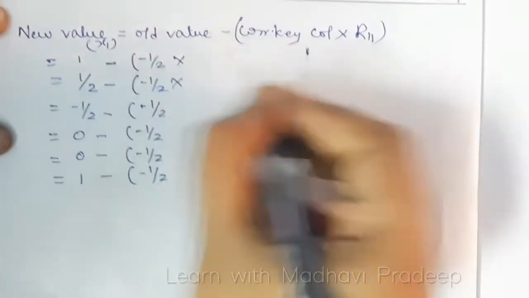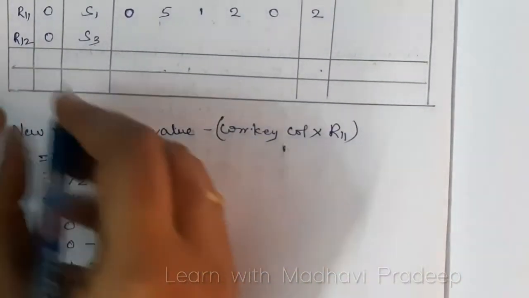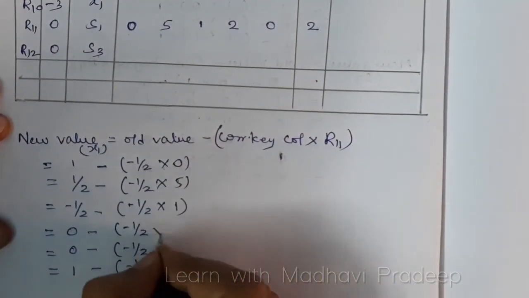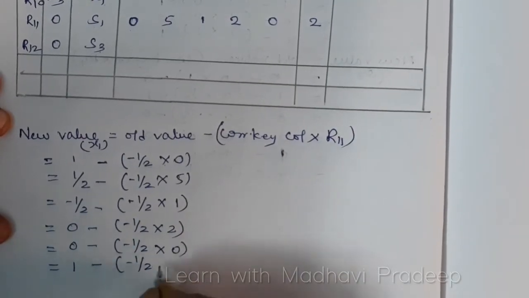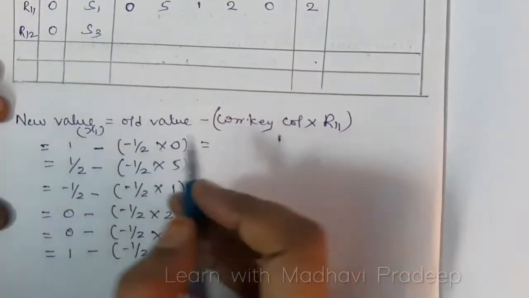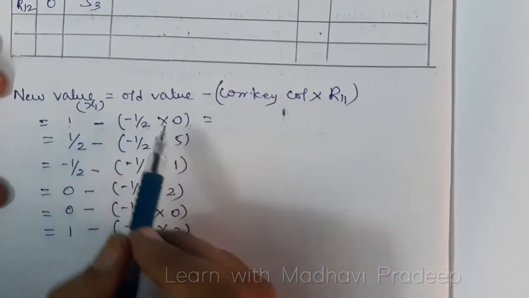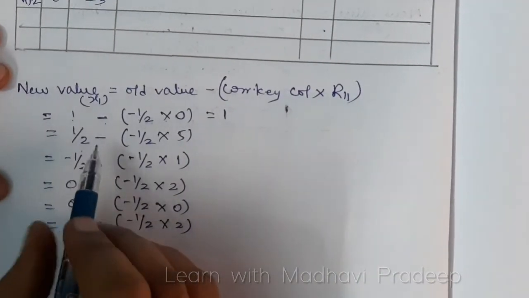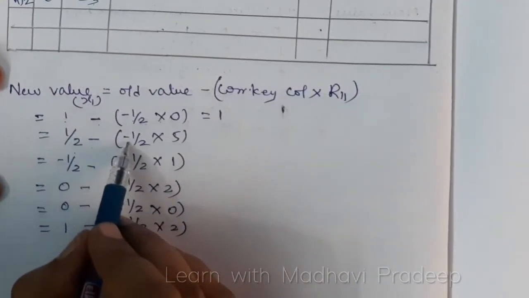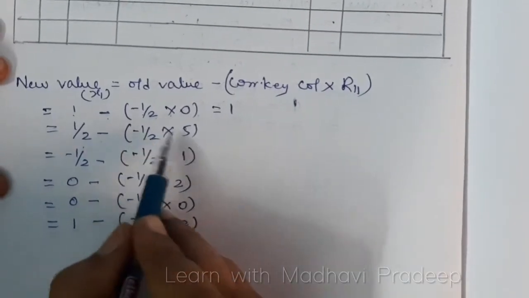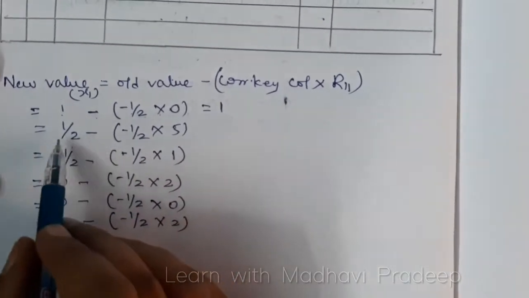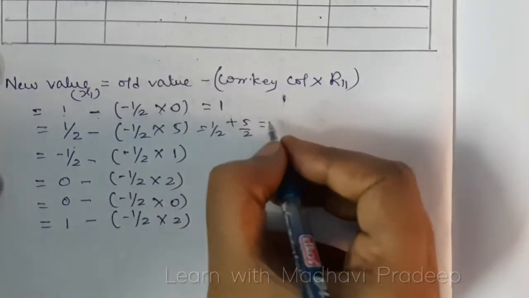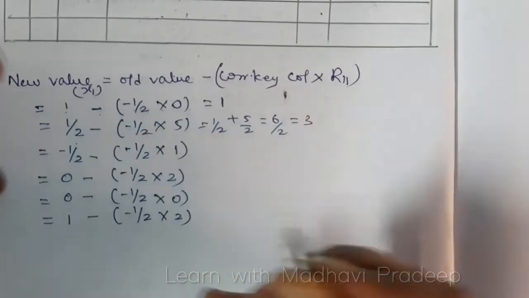Into the R11 row value, that is this one. The first value is 0, then 5, then 1, then 2, then 0, then 2. Now simplify this. You will get 1 minus 1 by 2 into 0 is 0, so 1 minus 0 is 1. Then 1 by 2 minus, again you have one minus here, that is minus 1 by 2 into 5, that is minus 5 by 2. 1 by 2 plus 5 by 2, so you will get 6 by 2, that is equal to 3.